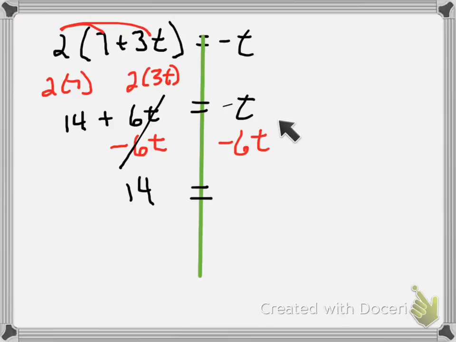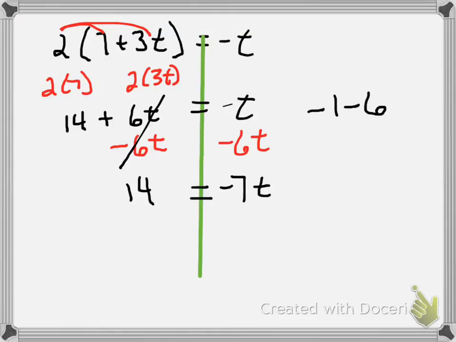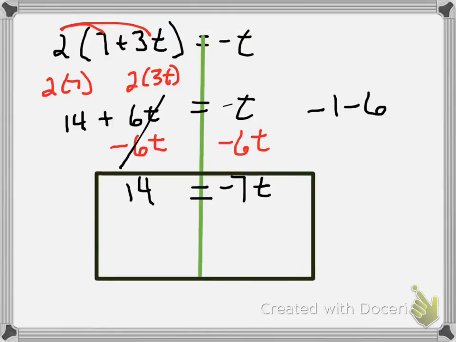Now, this part right here, negative t minus 6. In my head, I need to do negative 1 minus 6. What is that? Negative 7t, right? Of course, I can use my calculator. And now remember, all of this up here, you need to ignore all of that. You should only be focused on this down here, one at a time. So we're going to focus our attention right down here.